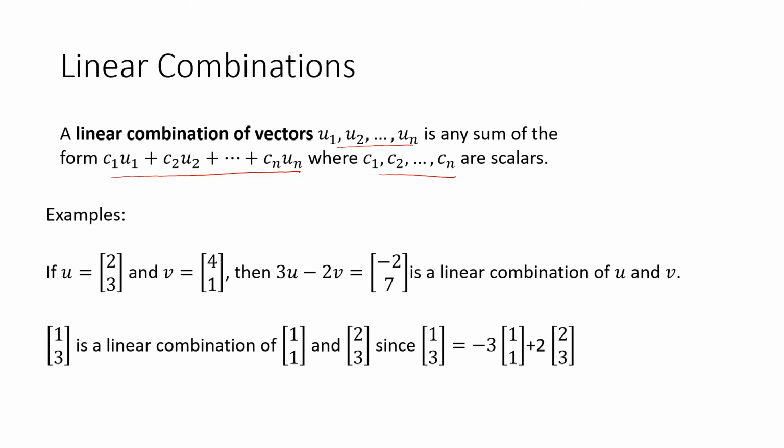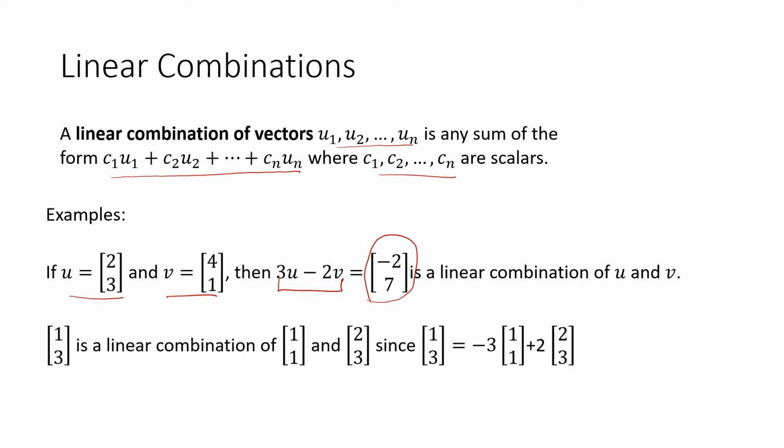So as an example, if you have these two vectors, u and v, then 3u minus 2v is a linear combination. It's a number times a vector plus a number times a vector. So 3 times u plus negative 2 times v. That's a linear combination. You solve for that, and you should get (minus 2, 7). Okay? Give it a try just to make sure you know how to do that.